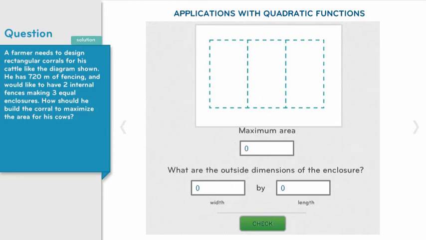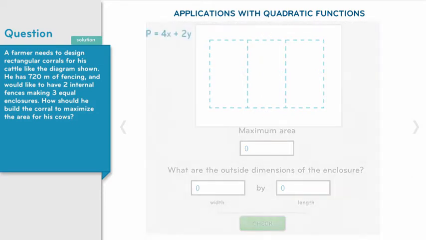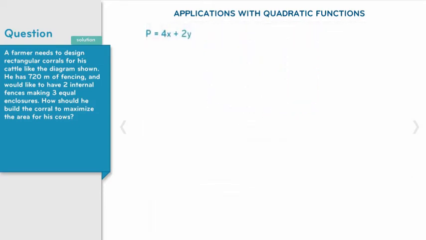In order to solve this problem, we first need to start by developing a function for the perimeter. If we label the 4 sides as x and these other 2 sides as y, we have a perimeter that's equal to 4x plus 2y. In addition, we know that the perimeter is equal to 720, so we can substitute 720 for P. And now we need to isolate for one of the variables.